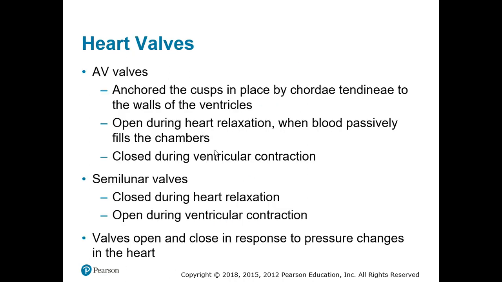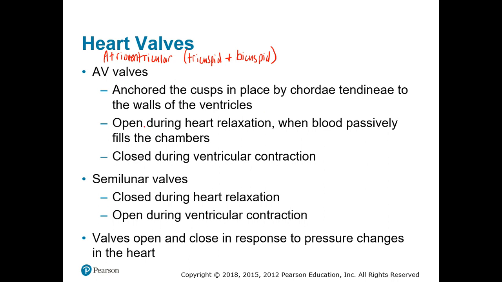Now, we did talk about heart valves, so we're going to talk about them in a little bit more detail. So we had AV valves. Remember, AV stands for atrioventricular valves, and atrioventricular valves are going to be your tricuspid valve and your bicuspid valve. What the AV valves do is they anchor the cusps in place by something called chordae tendineae, and these are anchored to the walls of the ventricles.